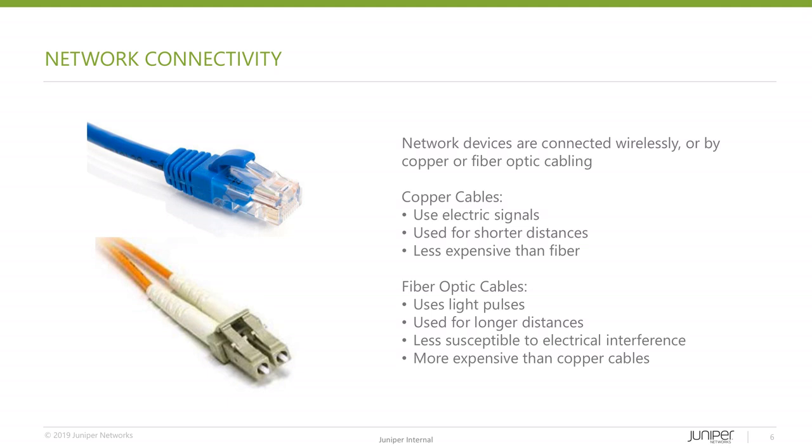Network connectivity. Although wireless connectivity is growing, most network devices are connected by means of cabling. These cables can be copper wires or fiber optic cabling. Copper wires use electrical signals, are used for short distances, and are less expensive than fiber cabling. Fiber optic cable uses light pulses for communication. Fiber is usually needed for cable runs that go beyond the distance limitations of copper wire. Fiber is also less susceptible to electrical interference and costs more than copper wire.